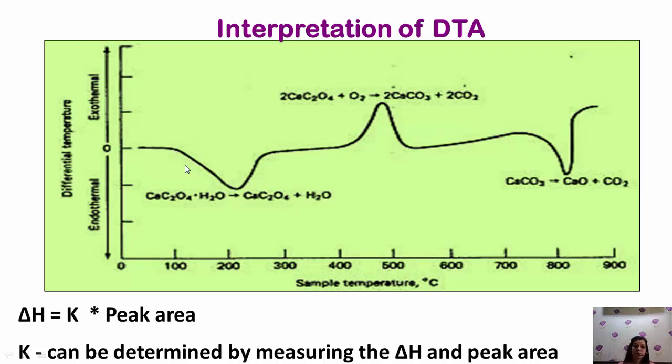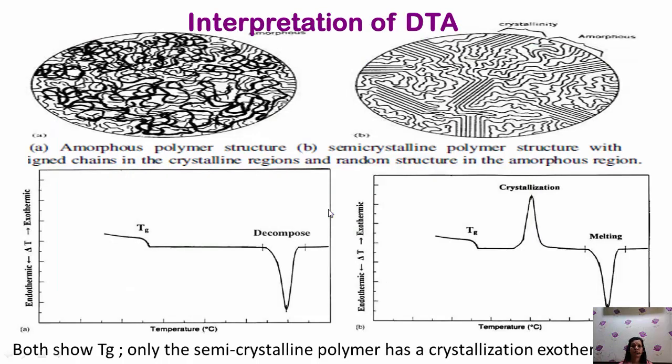endothermic peak you can correlate with release of water. The exothermic peak you can correlate with release of CO2. Again, one more exothermic or endothermic peak you can get over here. So the information you can gather from this data is the enthalpy of reaction. You can find the enthalpy of reaction simply with the formula delta H equals K times peak area. K can be determined by measuring the enthalpy and peak area. The area under the peak you can find out.